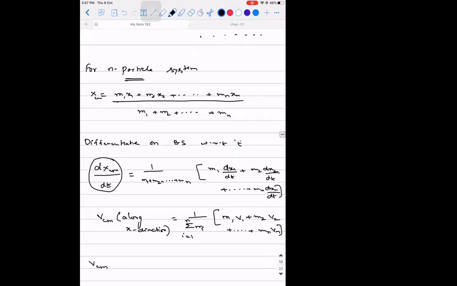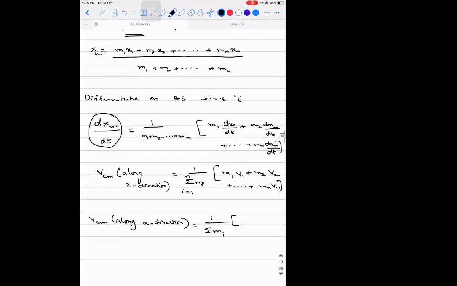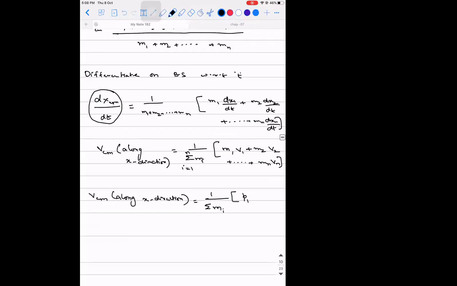So the velocity of the center of mass along the x direction will be equal to 1 divided by the sum of all the masses, into m1 v1, which is the linear momentum of the first particle, plus m2 v2, the linear momentum of the second particle, plus so on, plus the linear momentum of the nth particle. The only difference is that we are going to write it in vector form. So the velocity of the center of mass is given as p1 vector plus p2 vector plus so on till pn vector, the whole divided by the sum of all the masses.